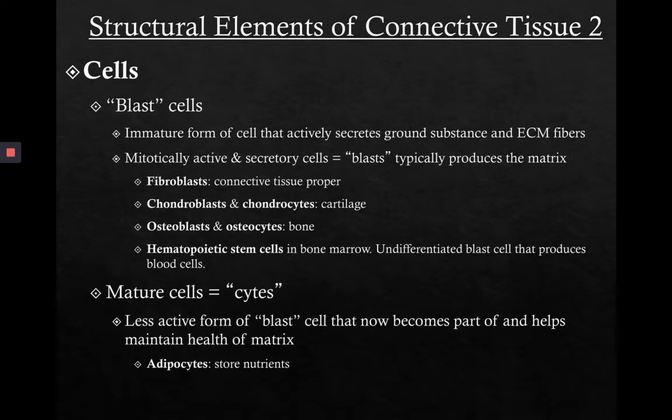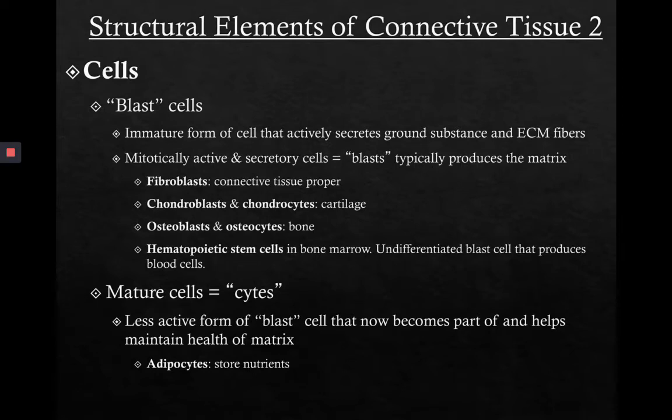So examples include fibroblasts for connective tissue proper, chondroblasts for cartilage, and osteoblasts for bone. There's also the hematopoietic stem cell, which is a stem cell that generates all of the blood cells. So it's not necessarily talking about the matrix of blood, but it is a generating cell. And since we've had to kind of take blood out of what we've been looking at, we want to mention its stem cell, which is the hematopoietic stem cell.